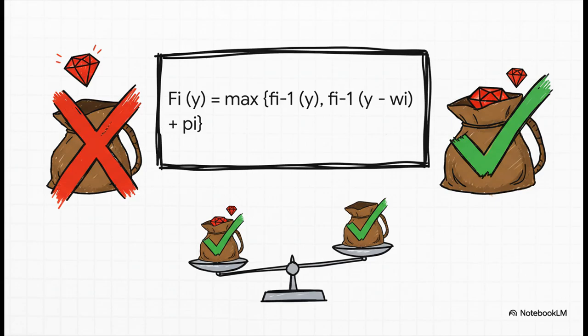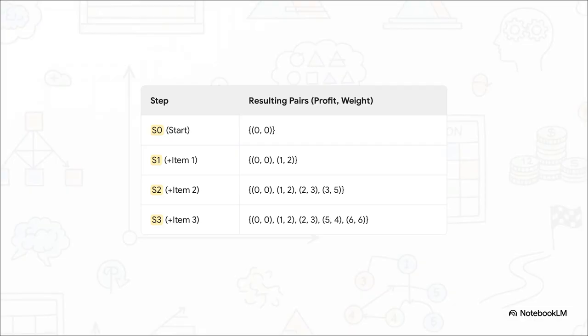All it's doing is asking a really simple question for each and every item. The question is: is it better for me to leave this item behind, or is it better for me to take it? Option 1 is the profit we already have without this new item. Option 2 is the profit of this new item plus whatever the best profit we could get with the leftover space in our bag. And we pick the max. We pick whichever one is bigger. That's it. So let's see how this actually plays out.